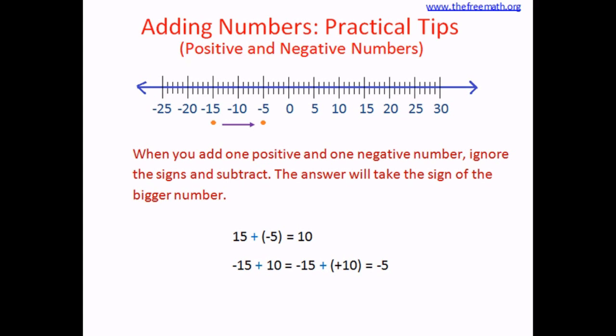So every time you don't have to use the number line. This is how you can add one positive and one negative number. What you can do is ignore the signs, subtract the smaller number from the bigger number. Whatever is the answer of the subtraction, for that answer, give the sign of the bigger number.